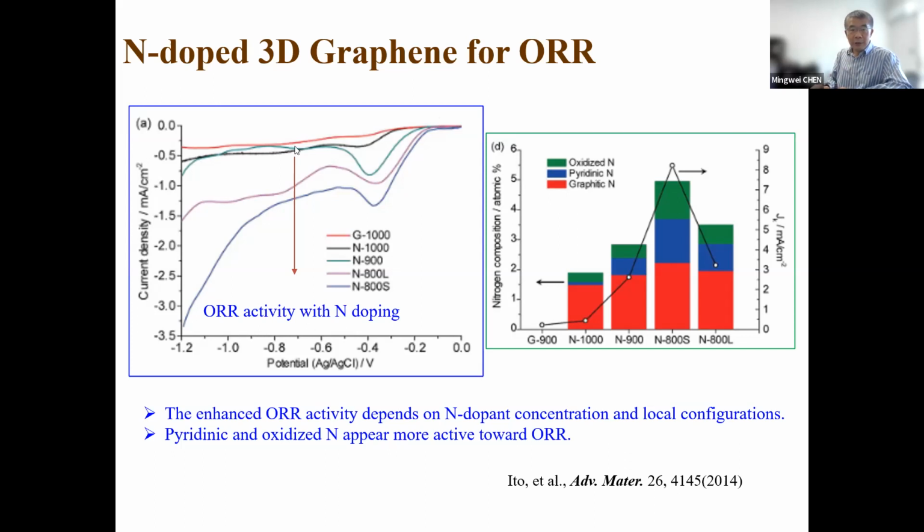This one is the graphene sample without any doping. It is ORR inactive, but with increased nitrogen doping amount, it shows increased ORR activity. Based on this local configuration characterization, we notice the ORR activity is not only associated with the concentration of nitrogen, but also correlated with the configuration of nitrogen in the carbon graphene lattice.